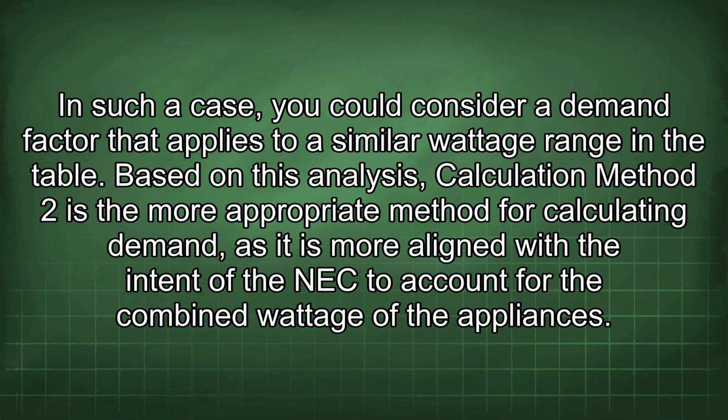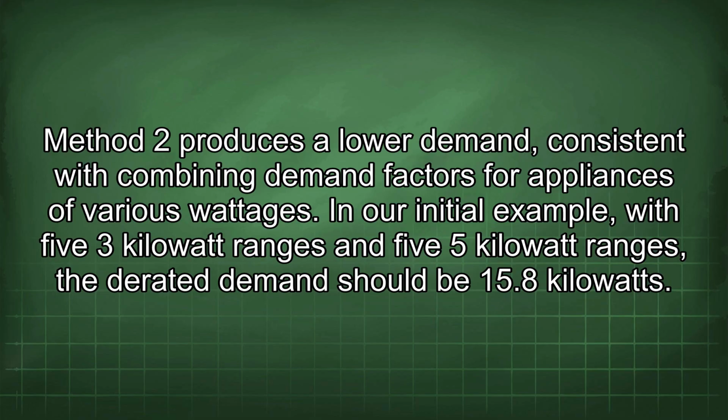Based on this analysis, calculation method 2 is the more appropriate method for calculating demand, as it is more aligned with the intent of the NEC to account for the combined wattage of the appliances. Method 2 produces a lower demand, consistent with combining demand factors for appliances of various wattages. In our initial example, with 5 3 kilowatt ranges and 5 5 kilowatt ranges, the derivative demand should be 15.8 kilowatts.